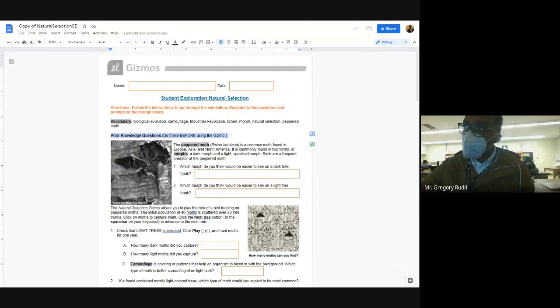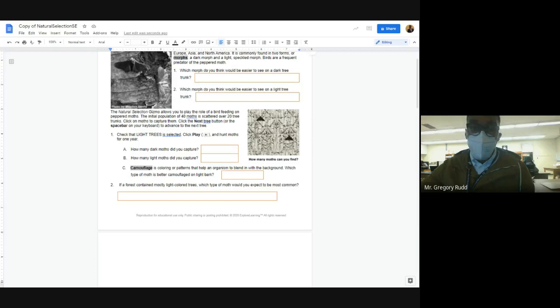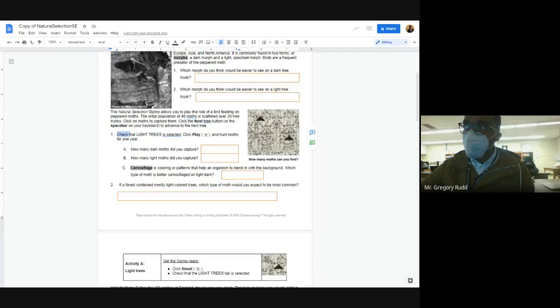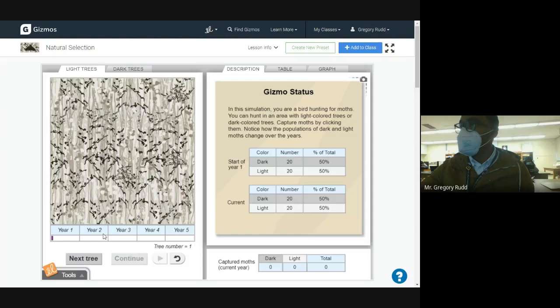Once you scroll down and make your way through the sheet, it's going to give you directions about what to do. For example, in this very first question, it says, check that light trees is selected and then click play and hunt moths for a year. So let's see. Light trees are selected. We're going to click play. Hopefully your internet is not as slow as mine. So we're just going to hunt moths for a year.